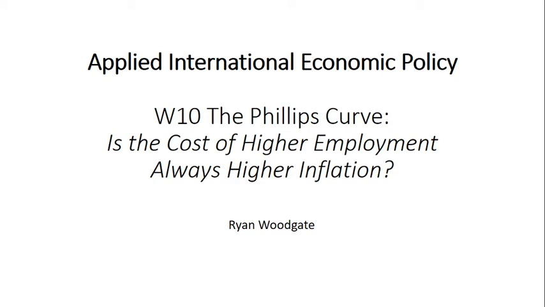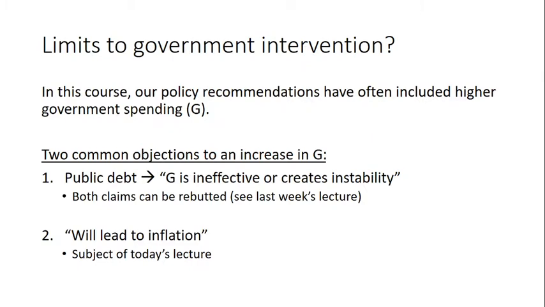This is the 10th topic and our final topic for the course on the Phillips Curve, the relationship between inflation of prices or wages and the unemployment rates. The question we're going to be concerned with in its essence is the following: is the cost of higher employment always higher inflation? Why is this relevant to our course?